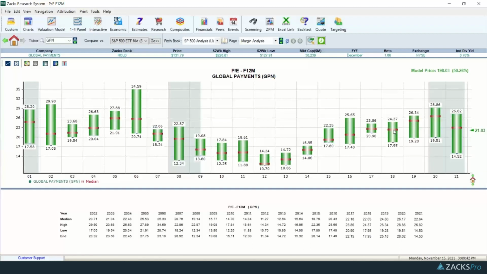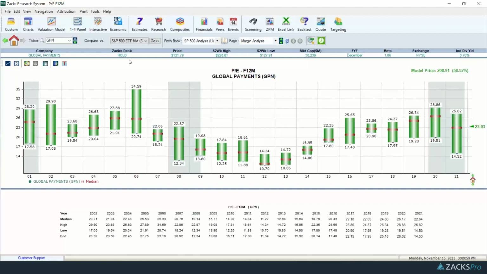Let's say that growth isn't hit too hard. We just haven't had any momentum as of late. That means that at a 23 multiple, the model price would be 208. Okay, we had a 52-week high of 220, so this is very reasonable. That would be a 58% appreciation.